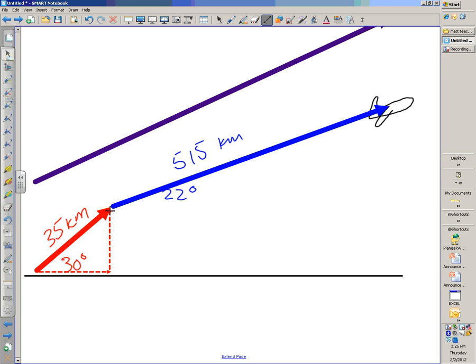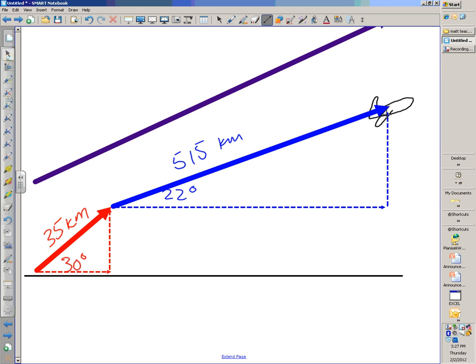But we can look at that as a combination of those two dotted vectors that we've drawn in. In the same way, during the second section of this trip, the 515 kilometers, the plane is still moving in two directions. It's moving both horizontally, parallel to the ground, but also vertically.